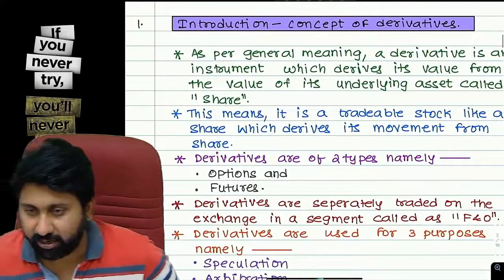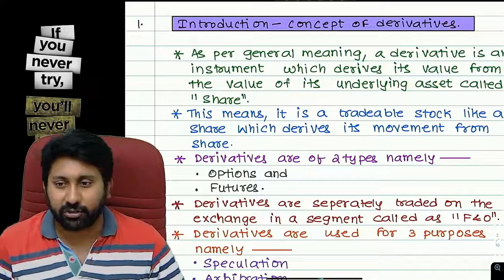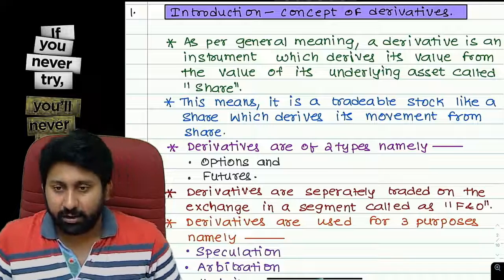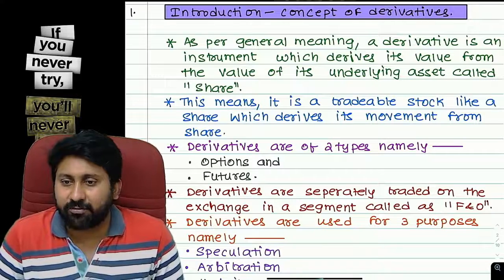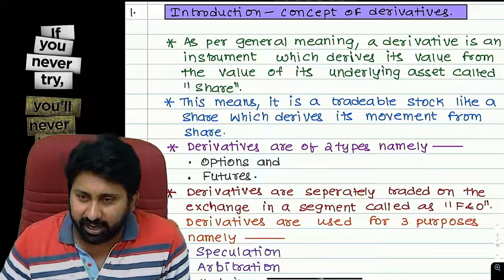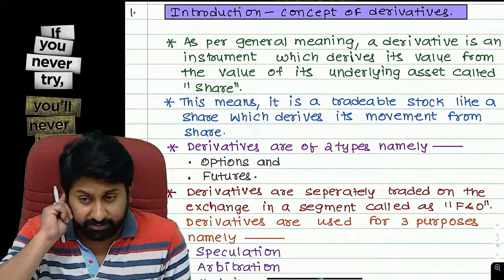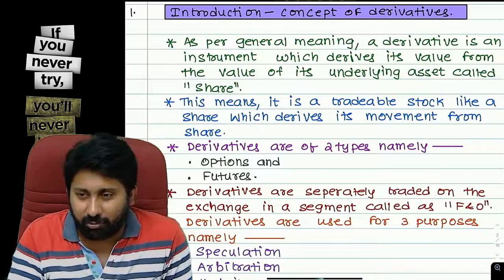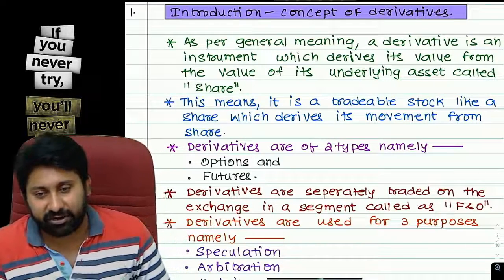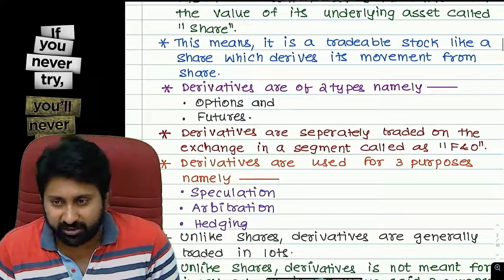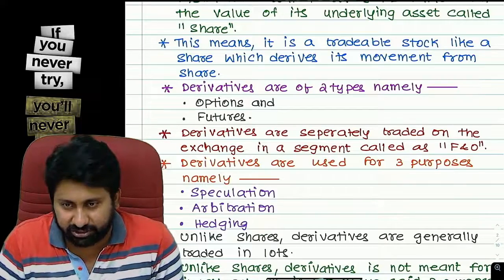Okay. From here, let us start with the introduction to the concept of derivative. As I already said, in general meaning, a derivative is an instrument which derives its value from the value of its underlying asset, called a share. Commodity is also an underlying asset, but for understanding's sake I have written share. This means it is a tradable instrument which derives its movement from the share.